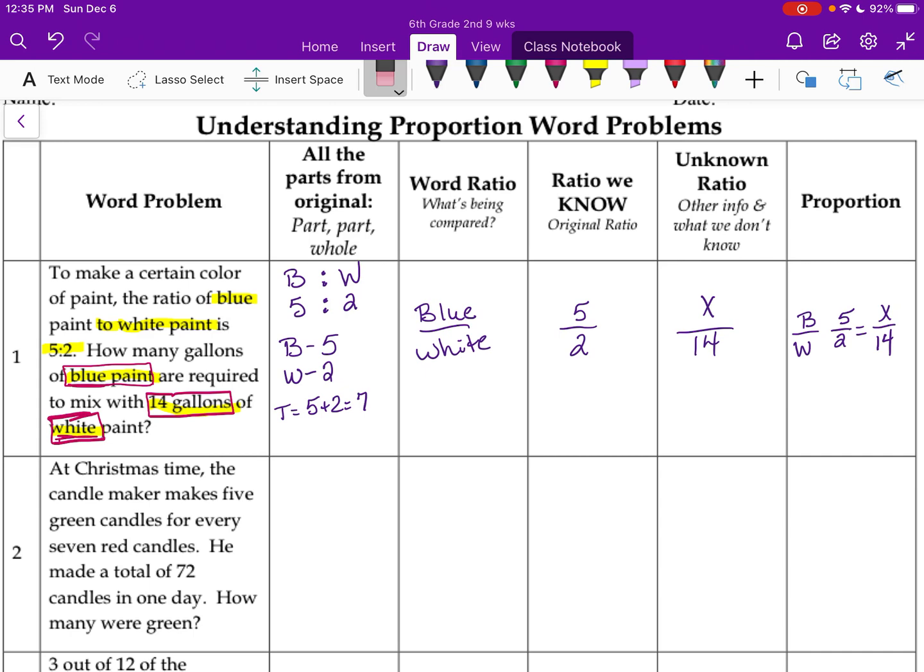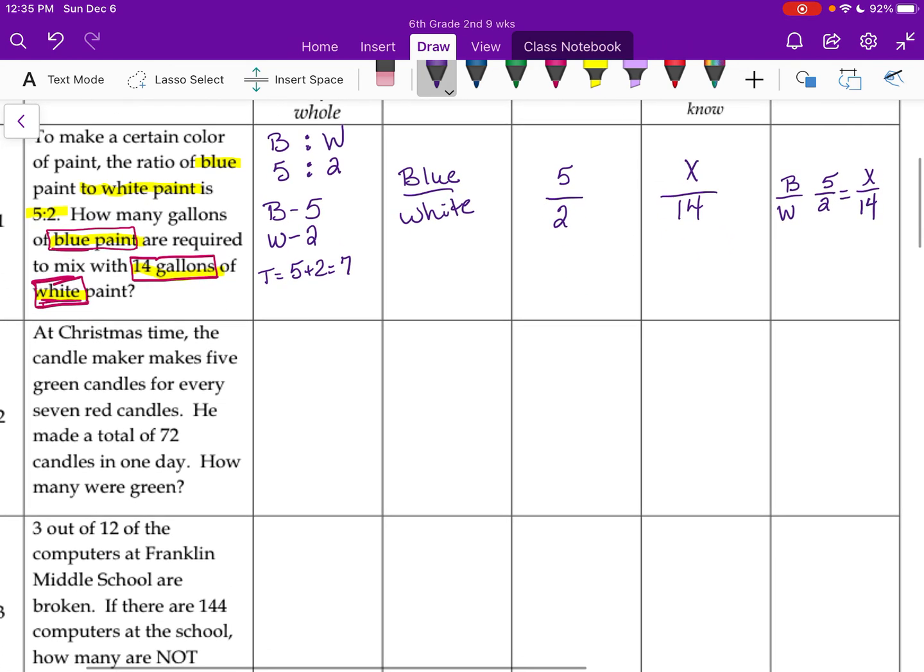Sometimes we get to use the ratio exactly as it's given to us. So they gave us blue to white and we were able to use the exact ratio 5:2 that they gave us in the question. Sometimes though, we have to adjust it and change it. All right, let's take a look at number 2 and see if it's one of those.